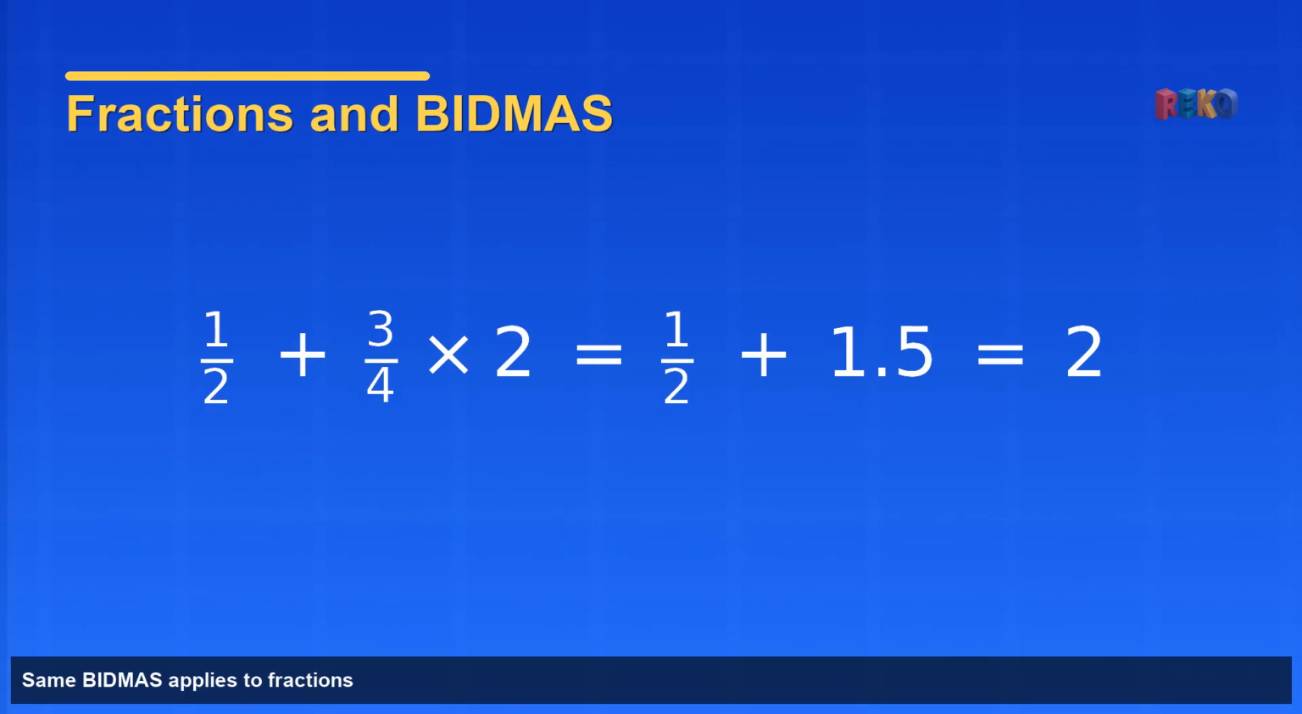BIDMAS applies to fractions in exactly the same way. Multiplication and division must still be done before addition or subtraction. In this example, we first multiply 3/4 by 2 to get 1.5. Then we add 1/2, giving a total of 2. The rule doesn't change just because fractions are involved. The order of operations always stays the same.